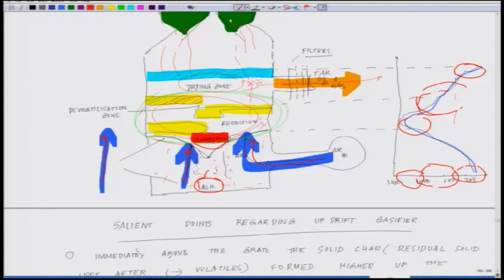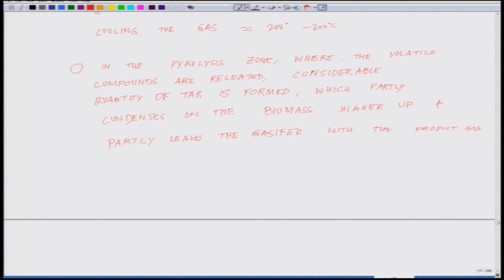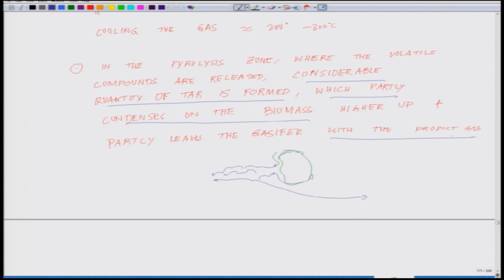So, there is a kind of partial mixing which is happening, which was basically to highlight the fact that in the pyrolysis zone, where the volatile compounds are released, a considerable quantity of tar is formed, which partly condenses on the biomass. So, you have this tar coming. If this is the tar material and here you have the biomass material, it condenses on top of it like this, and part of it of course leaves along with the product gas. This is another important aspect about it.